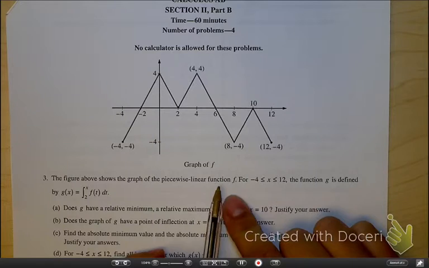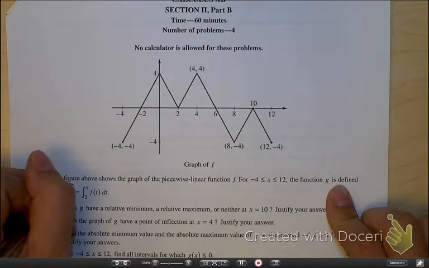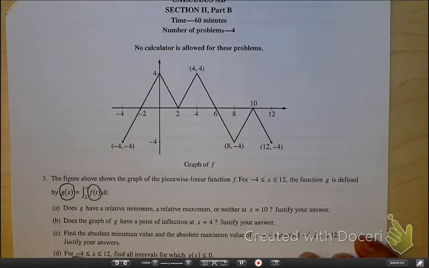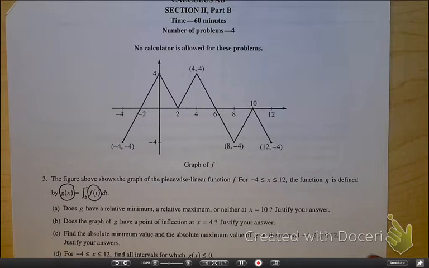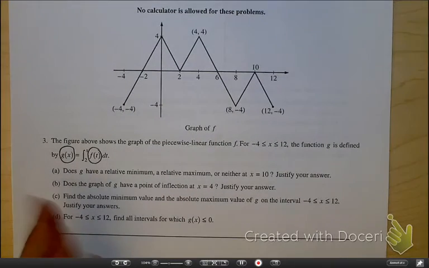a function together. It says for -4 to 12, the function g is defined by g of x equals the integral from 2 to x of f of t dt. Again, you may not know what an integral means yet. All right, we'll get to that second semester. But to kind of allow you to do some of the parts of this problem without knowing what an integral is, let me tell you the relationship one more time.